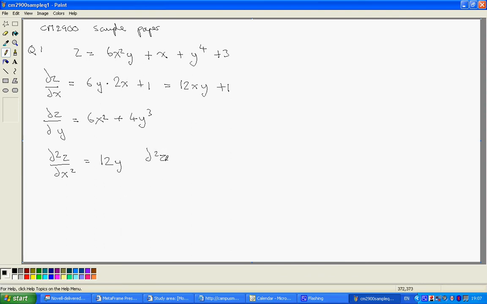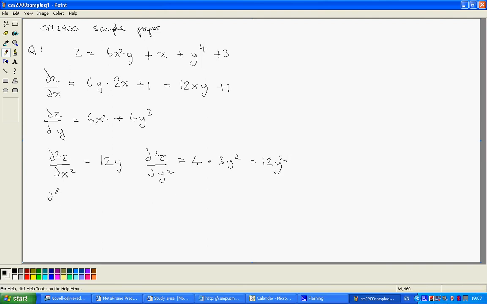Partial d2z by dy squared. So derivative of partial dz by dy with respect to y, partial derivative. Well, 6x squared then is a constant, so it contributes 0. Derivative of 4y cubed is 4 times the derivative of y cubed, which is 3y squared. 4 times 3 is 12, so it gives us 12y squared.